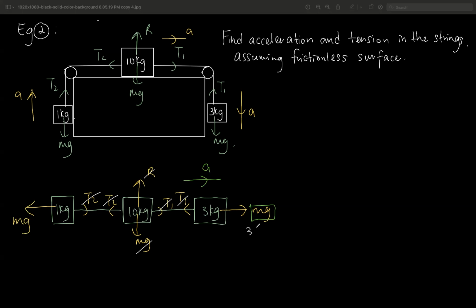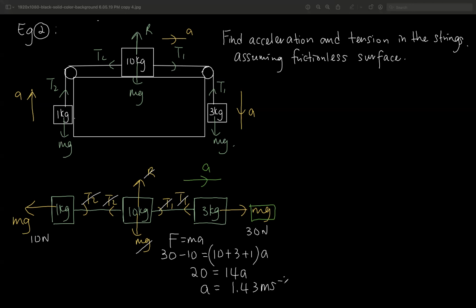This mg is 30 Newton. This mg is 10 Newton. So you use F equals ma: 30 minus 10. Mass is the total mass, so 14, that is 10 plus 3 plus 1, times acceleration. 20 equals 14 times acceleration. So A equals 1.43 meter per second squared.